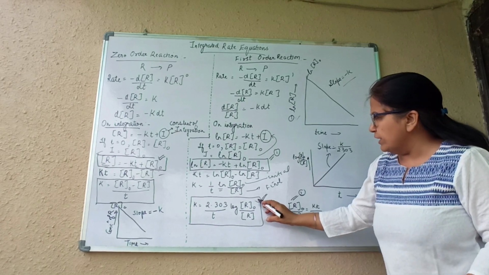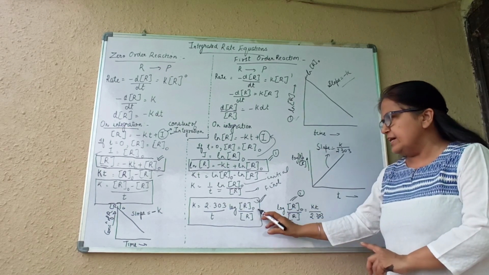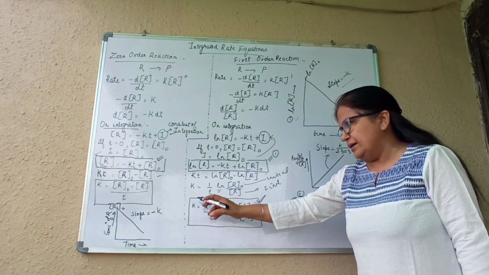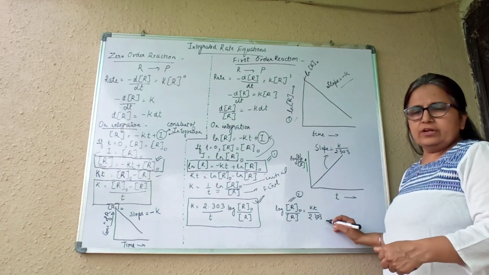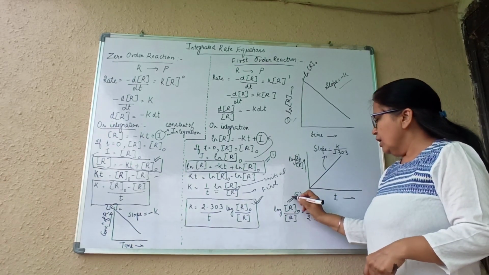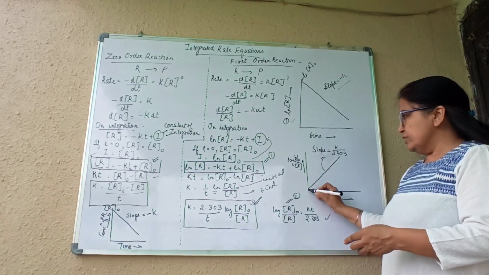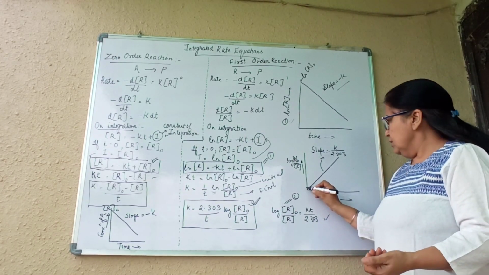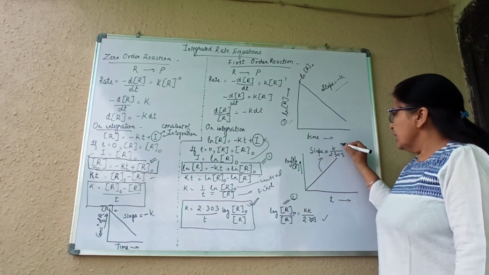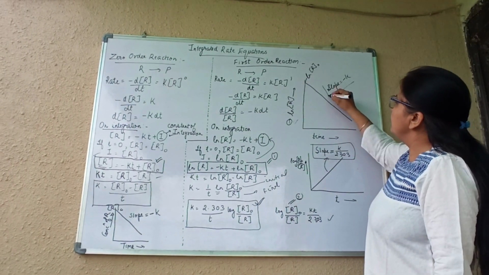In the same way, with respect to the second one, I just change the format here. log [R]0 by [R] can also be written, that t I can take to that side, kt by 2.303. With respect to this equation, the second graph is plotted. See, log [R]0 by [R] and t, there is nothing added, so no intercept, it will begin from here, intercept is 0, that line I will draw, and the slope comes out to be k by 2.303. These two things are very, very important.